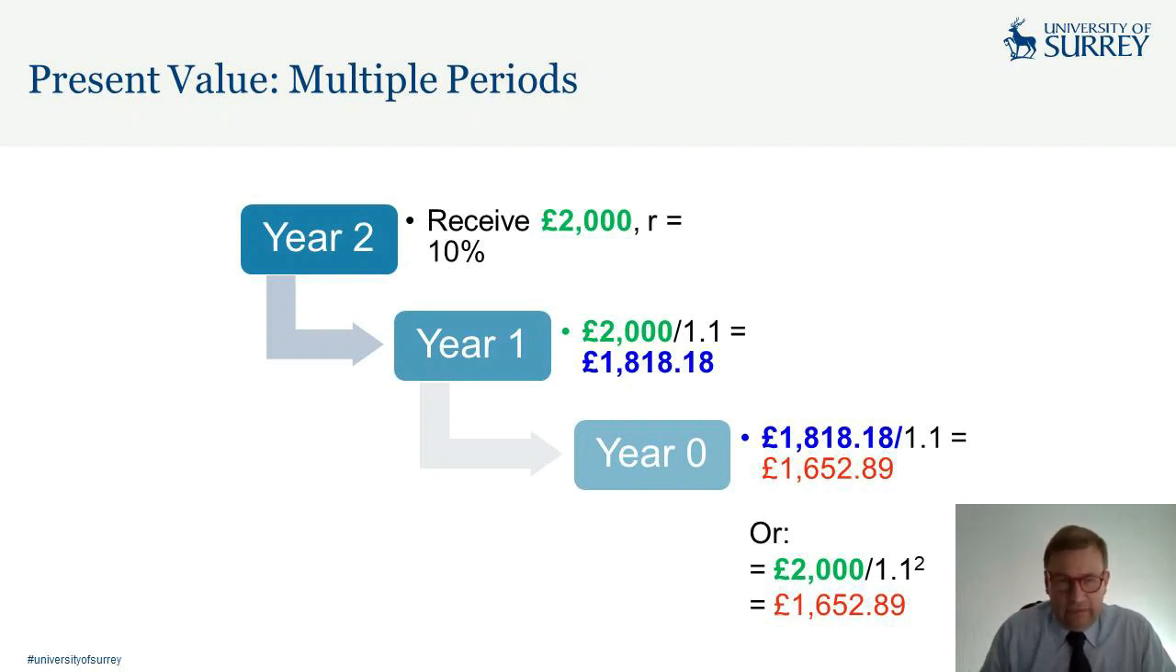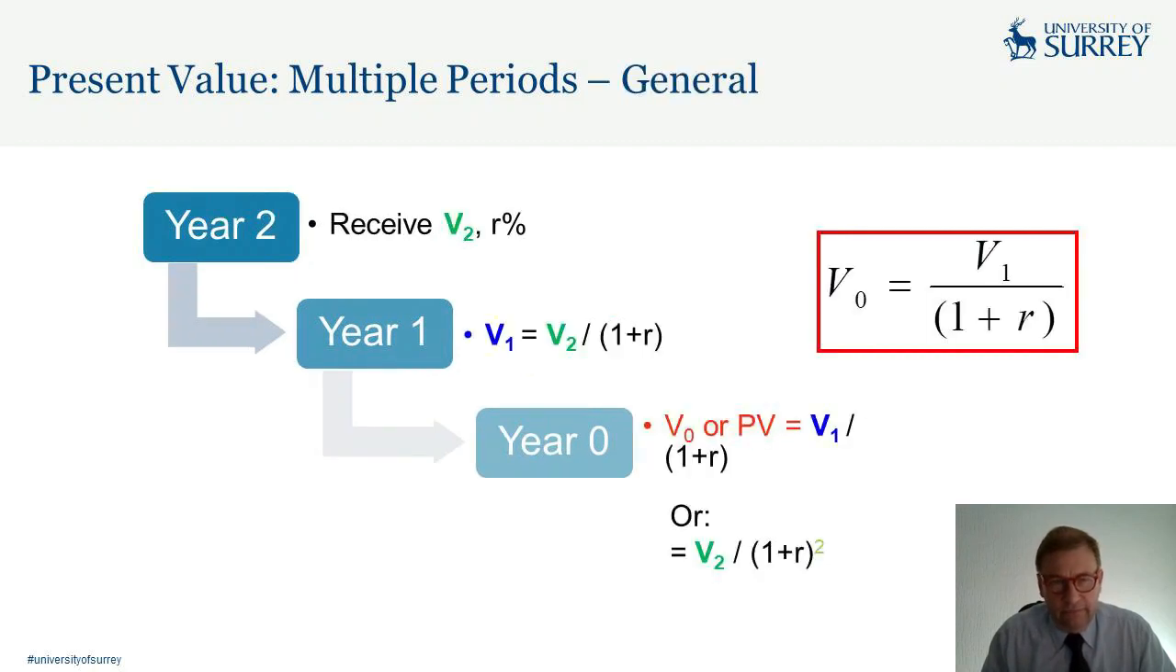Please remember this example, and we go to a general writing. So this is our general writing in mathematical way. V2, R percent. So V1 is V2 divided by 1 plus R, and V0 is V1 divided by 1 plus R, or V2 divided by 1 plus R square.